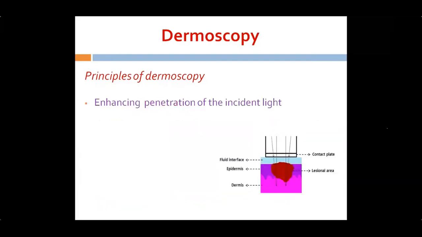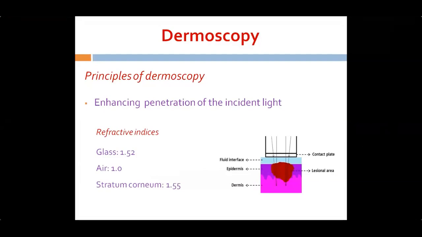Now, to enhance the penetration of light, what is the need for enhancing the penetration of light? So in dermoscopy, we have three refractive indices. One is the contact plate of the dermoscope, which is made up of glass. Then there is the lesional surface, that is the stratum corneum, and the intervening air. As you can see, the refractive indices of glass and stratum corneum are almost similar. But the intervening air has a low refractive index, and because of this, most of the light that is incident onto the skin surface gets reflected back.